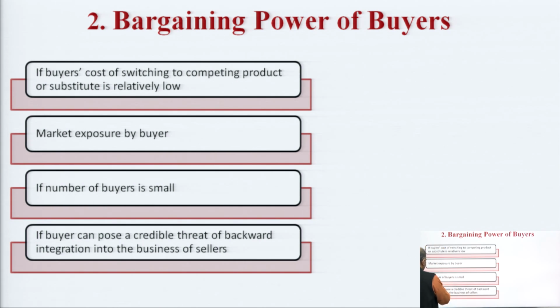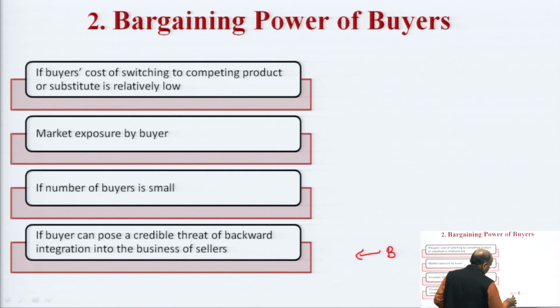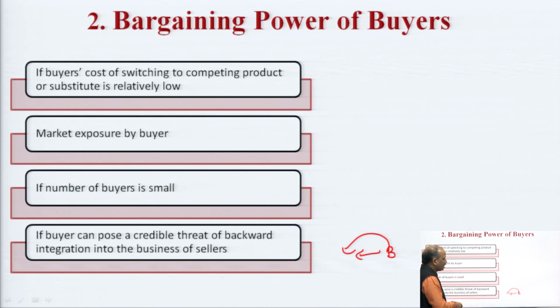If the number of buyers is small, obviously the bargaining power will be less. If buyers can pose a credible threat of backward integration, so if the buyer says, okay, rather than taking it from you, I can start my own, then in that case also the bargaining power will be high.